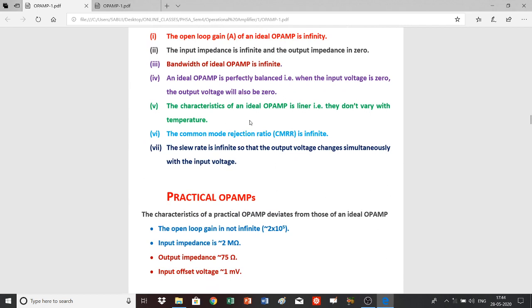The characteristics of an ideal op-amp are independent of temperature. That is, it is linear, and its characteristics do not change or vary with temperature. And the common mode rejection ratio, or CMRR, which will be discussed later, is infinite in case of an ideal op-amp, and the slew rate is also infinite, so that the output can change simultaneously with the variation of the input voltage, and the slew rate will also be discussed afterwards.